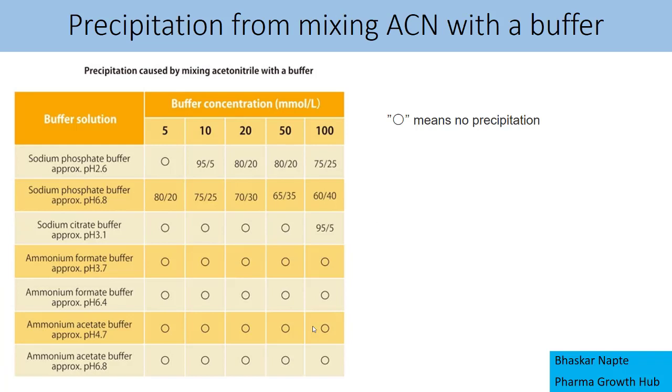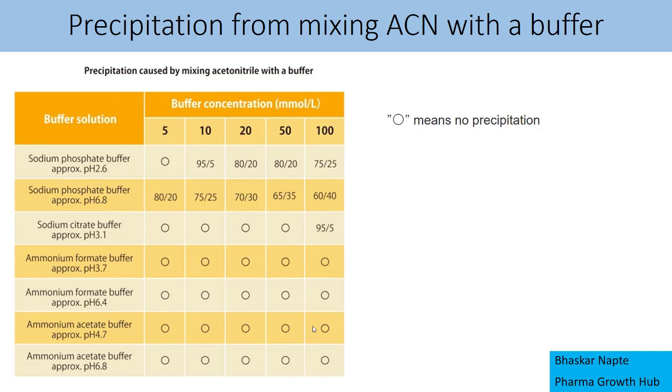Now let us understand the precipitation of the buffer while mixing with ACN and methanol. See, for reverse phase chromatography, if you want to maintain the pH of your mobile phase, you need to add certain buffer salts. But the challenge here is, what is the allowable concentration of your organic solvent? And it purely depends on the precipitation of the buffer salt. Buffer salt starts precipitating when there is a higher proportion of organic solvent.